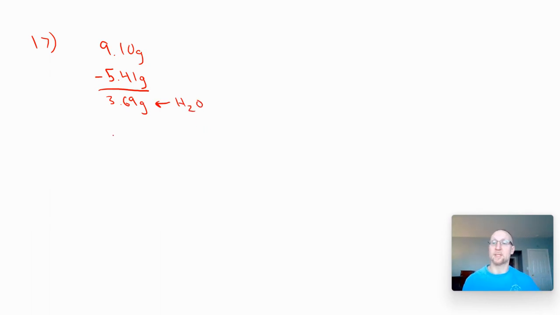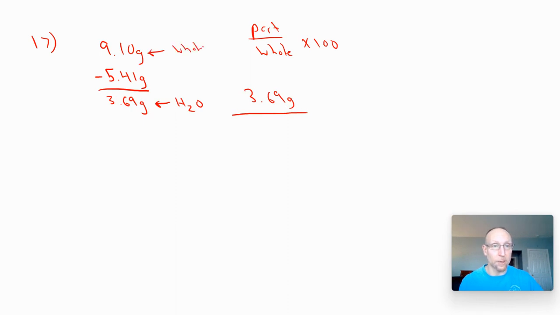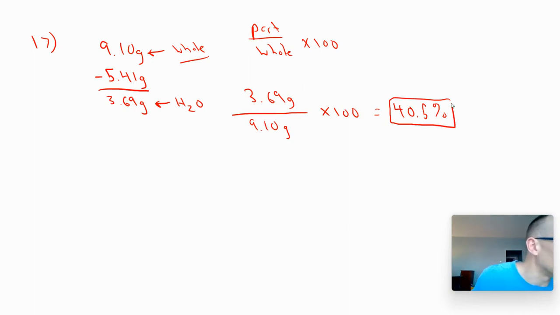So if I want to know the percent of water that was in the sample, remember percent composition, part over whole times 100. All right, so if I want to know how much water, that's my part, 3.69 grams of water. The whole hydrate originally weighed 9.1 grams. And then don't forget you times 100. And we get 40.5%. Don't forget your units, percent, right? That's number 17. All right, what else?